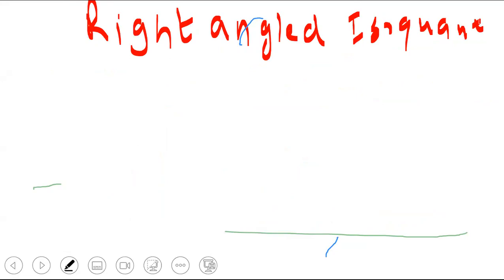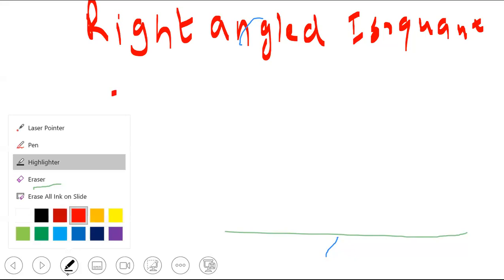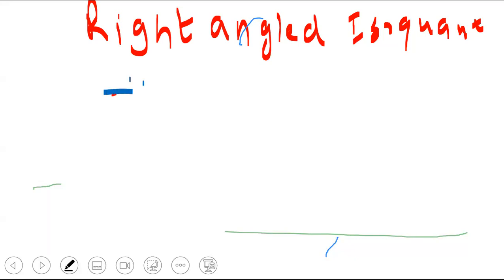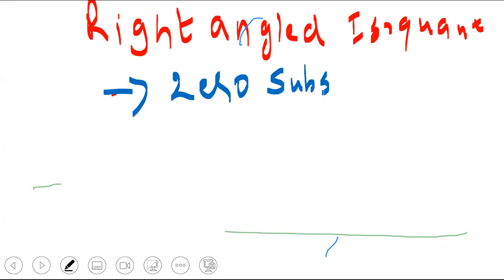Right angled isoquant. You write: right angled isoquant means zero substitutability. Earlier case, you wrote perfect substitutability. Either zero substitutability. What do you mean by that? You cannot substitute labor for capital.